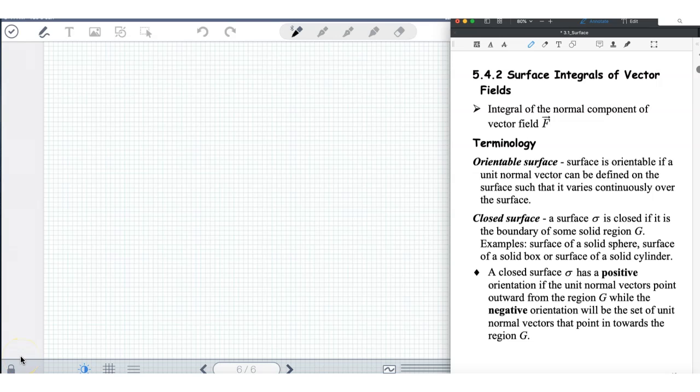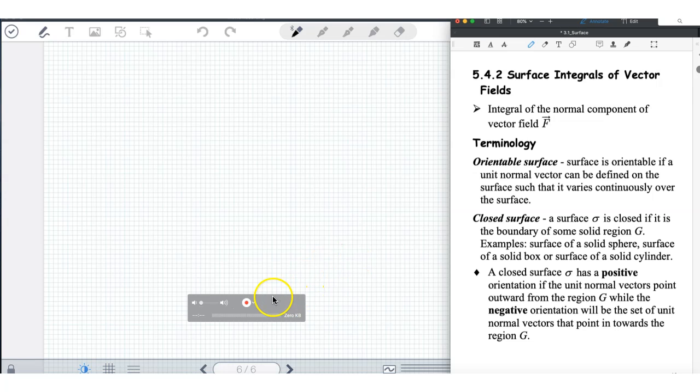Okay, so next we look at the surface integral of a vector field. The physical interpretation of the surface integral of a vector field is that we can evaluate the fluid flow passing through the surface, where the fluid flow is given by the vector F. Okay, we can say that we are computing the flux.